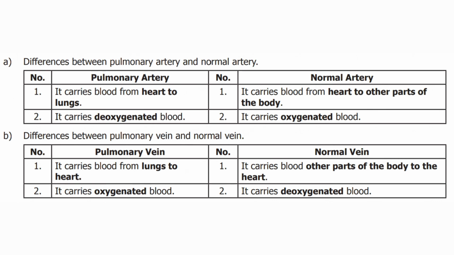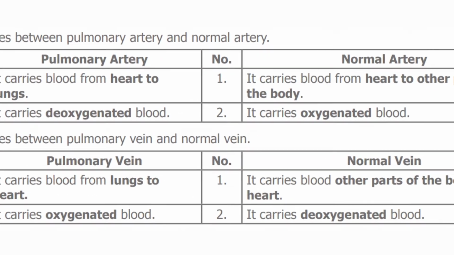B. Differences between the pulmonary vein and a normal vein. The pulmonary vein carries blood from the lungs to the heart. A normal vein carries blood from other parts of the body to the heart. The pulmonary vein carries oxygenated blood. A normal vein carries deoxygenated blood.